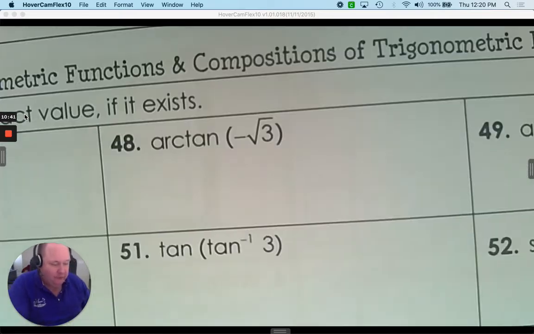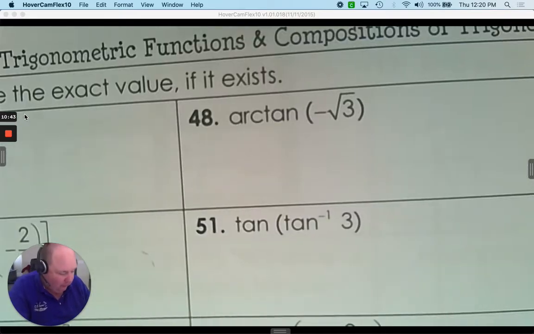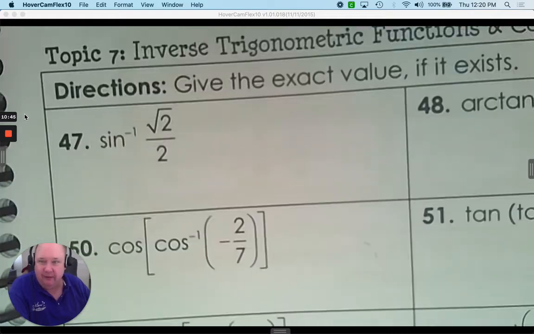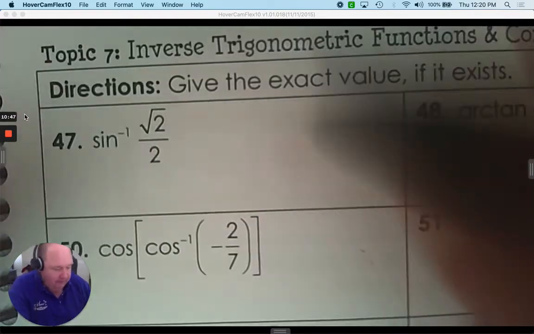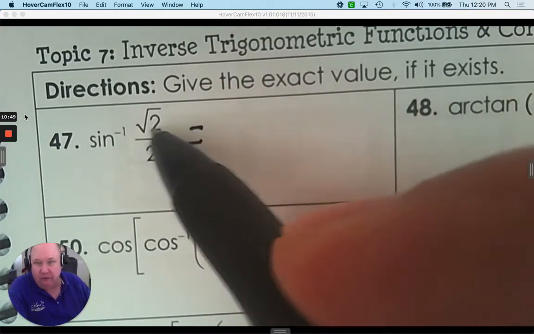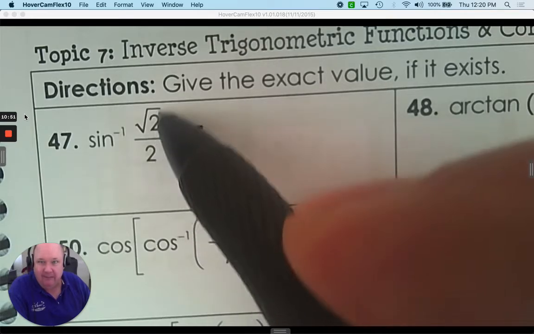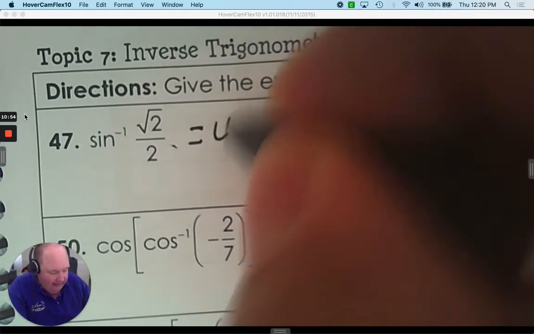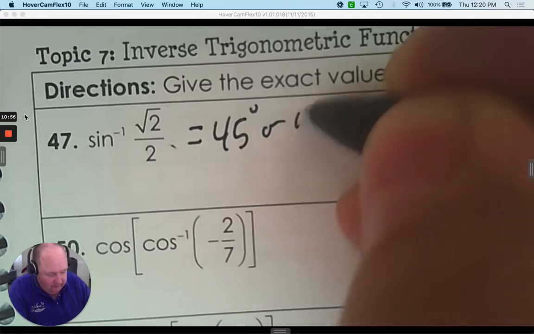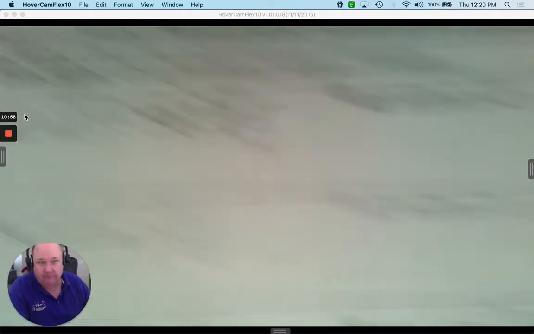All right, the rest of the question, inverse and composition questions. Let's see if we can do that. Do you know your unit circle? What's the inverse of root 2 over 2? That's the y coordinate. So at what angle is that true? So it's 45 or pi over 4.